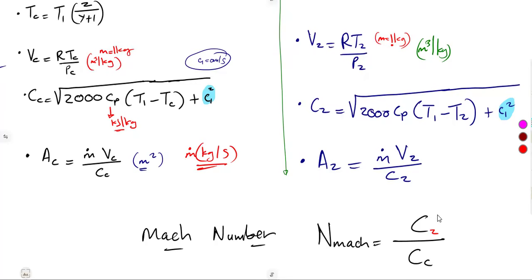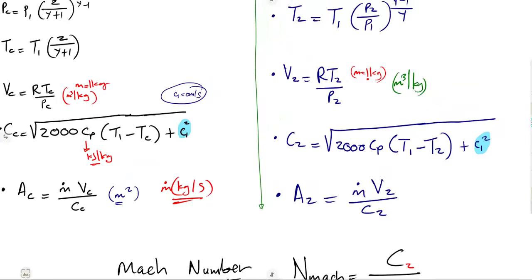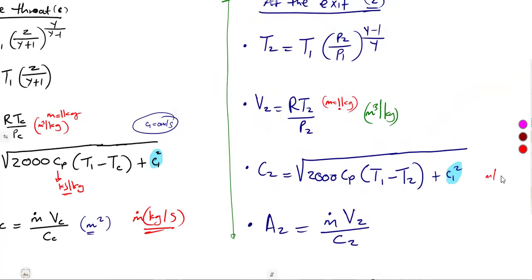C2 at the exit, where we have a value that is calculated. Remember, your velocity can be calculated in meters per second. We have a value that can be calculated from there. Okay, so this is the basic of what you are going to need.